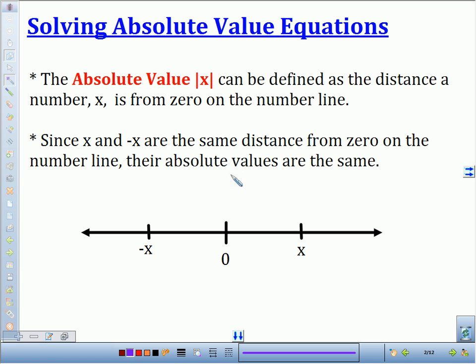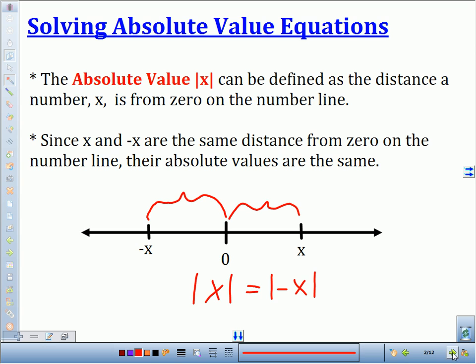Since x and negative x are the same distance from 0 on the number line, their absolute values are the same. In other words, if I look at the distance between x and negative x on this number line, they take up the same amount of distance. The distance on the right is equal to the distance on the left. So the absolute value of x and negative x are equal.